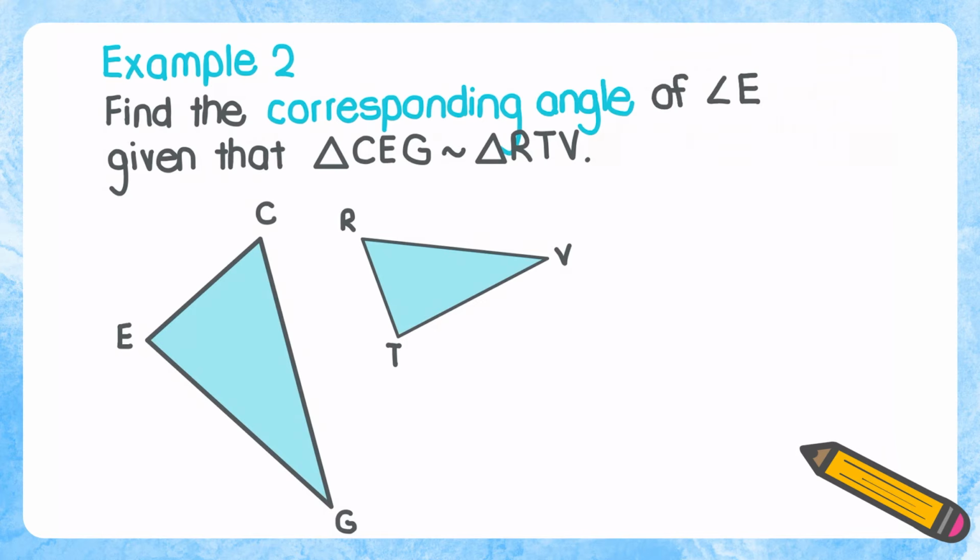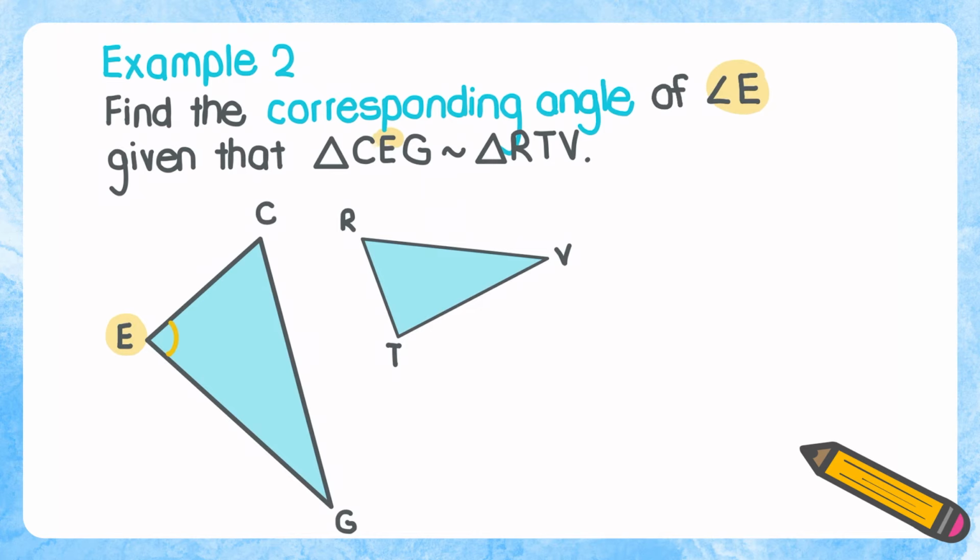For example 2, notice that the two triangles are facing different directions. But we know that the two triangles are similar because we're given that triangle CEG is similar to triangle RTV. Now let's find the corresponding angle of angle E. So we're going to find the corresponding angle of angle E, which is this angle right here.